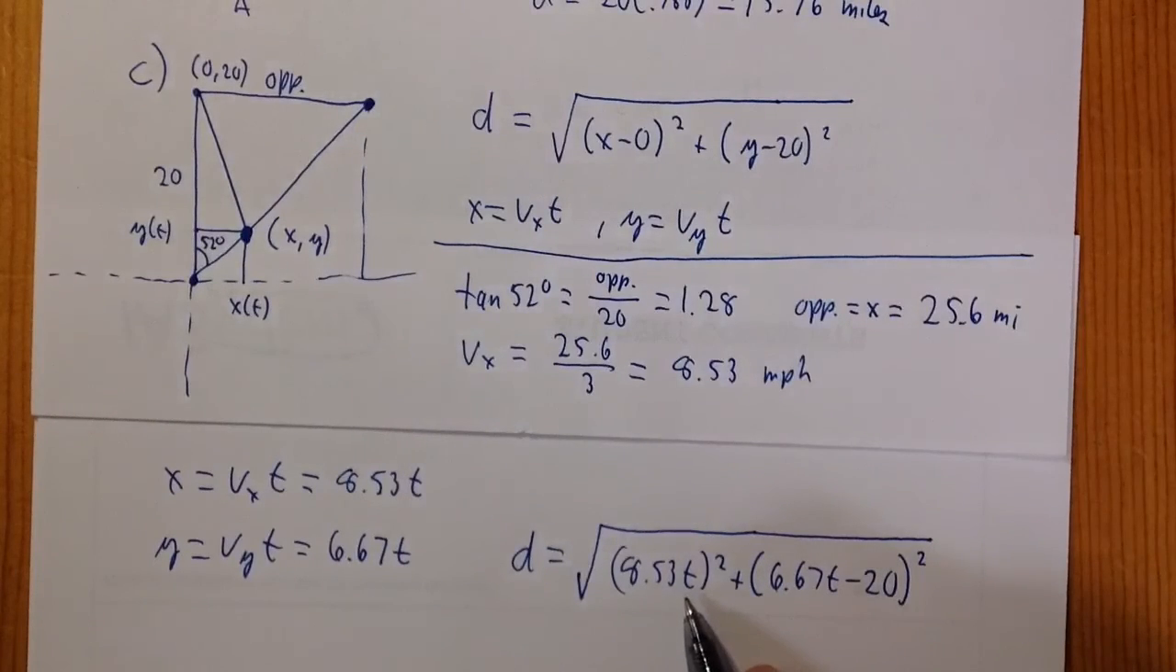We can plug in t between 0 and 3 hours, and we should get how far away they are. If we plug in 0 for t, we should get 20, because it starts off 20 miles south. We plug in 0 for t, this is 0, this is 0. It's just the square root of 20 squared, which gives us 20. It's always nice to check your answers like that to make sure it makes sense. And when we plug in 3 hours, we should get what the opposite was, which we figured out was 25.6 miles. That's a little bit harder to check, but the t equals 0 one's easy to check. It's always good to check that and make sure it makes sense. Okay, hope that helps.